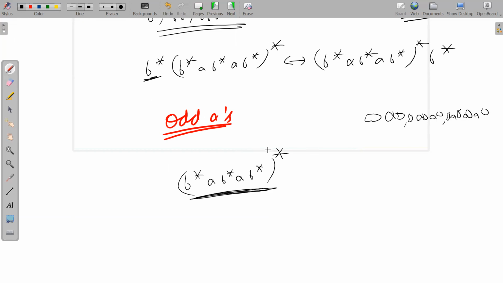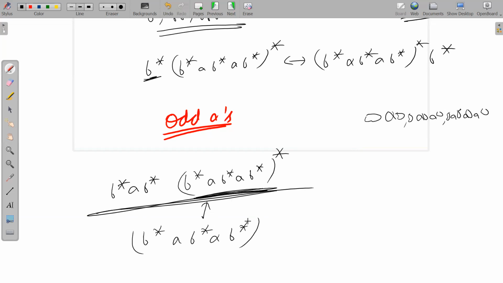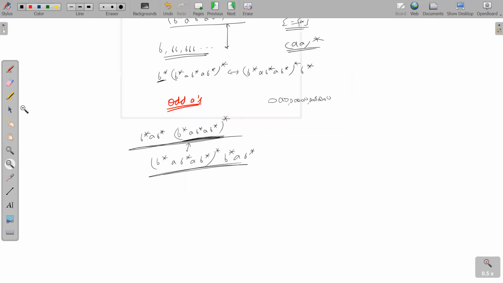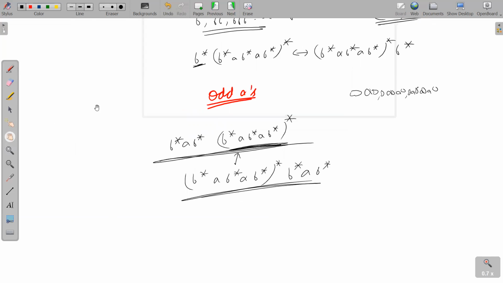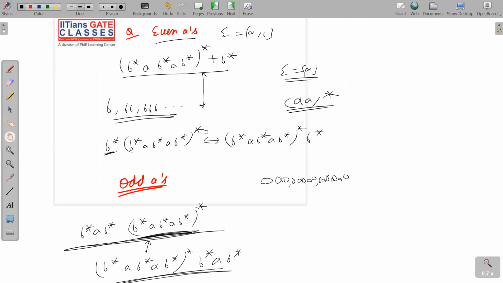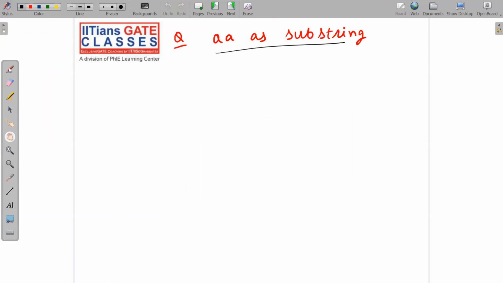Okay, now let me show you. As you have got even, just try to concatenate the regular expression for exactly one A. B star A, B star is the expression for exactly one A. Just concatenate them, you will get the answer. So this is for odd number of A's. Obviously, these are equivalent to saying B star A, B star A, B star star, then B star A, B star. These are exactly equal. Just try to note it down. Let me put everything on one slide so that you can note it down carefully. Okay, let's jump to the next question.